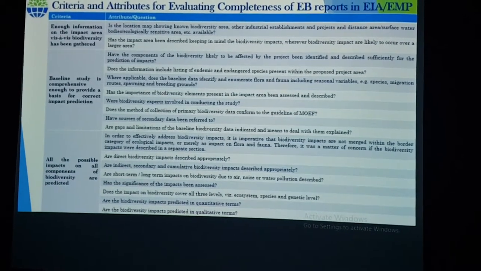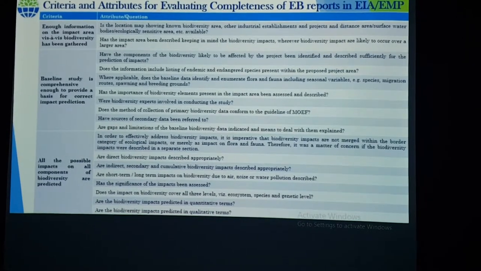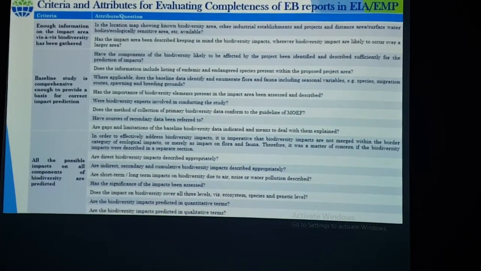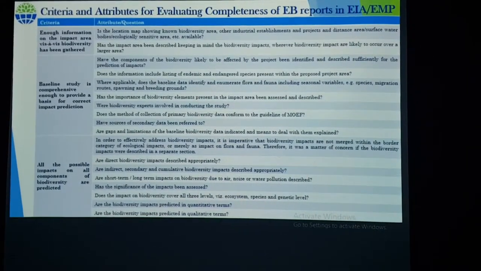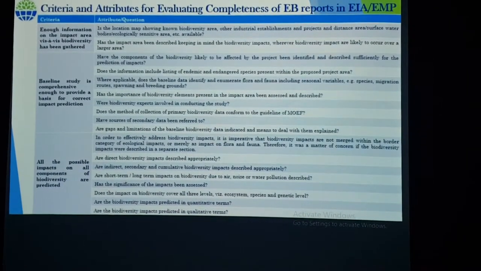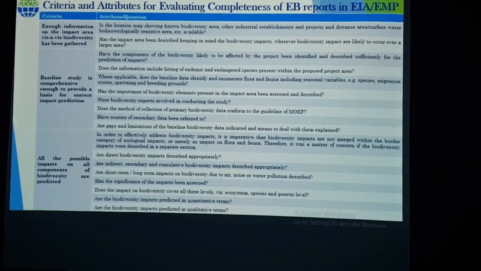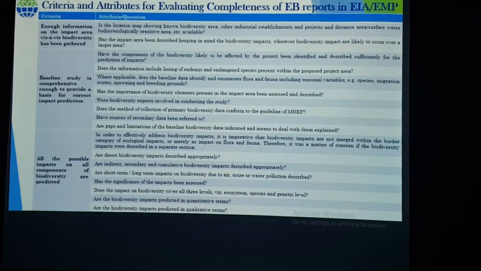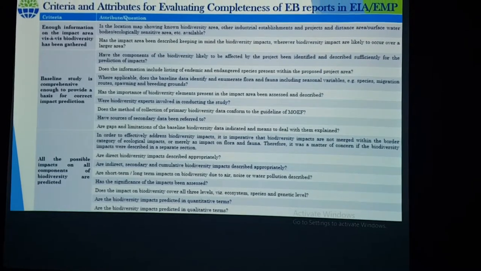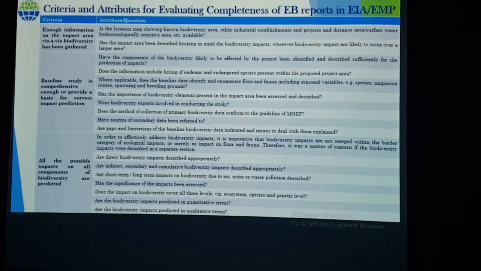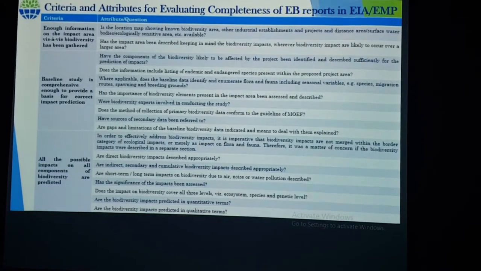So there is a criteria for evaluating the completeness of the EB report. If we are preparing the EB report for EIA IMP, then how can one check that this EB report is complete? So there is a criteria. First is that enough information on the impact area is provided. So the question is, is there a location map showing the biodiversity area? If yes, of course it's provided, in terms of establishment, project, distance, area, surface water body, ecological sensitive area, etc.